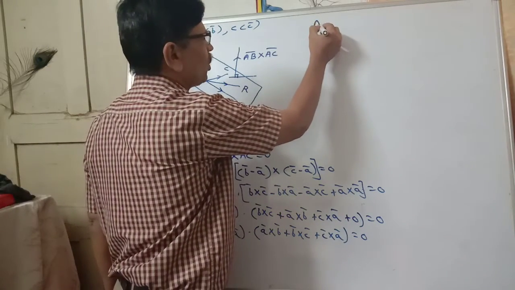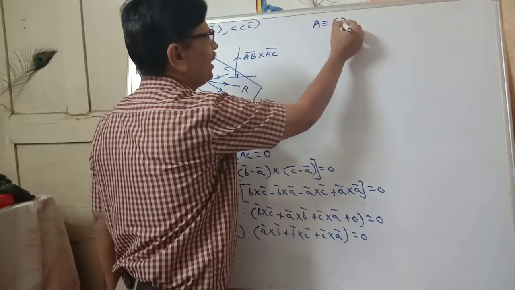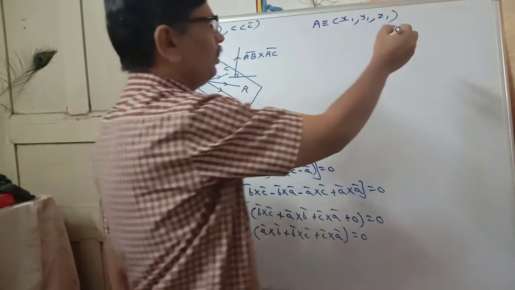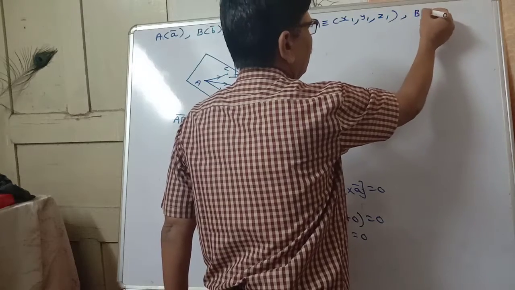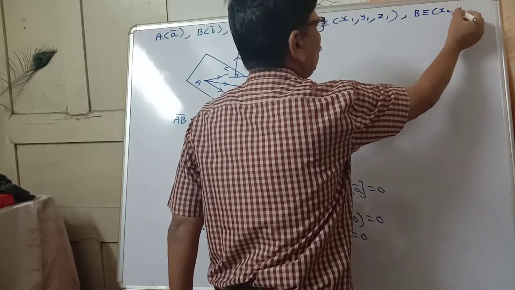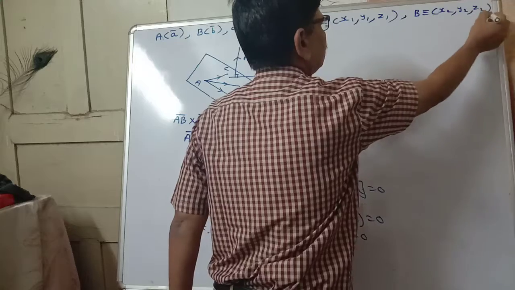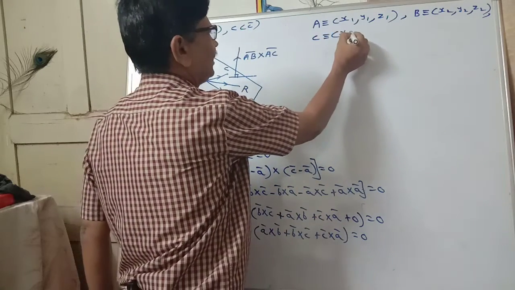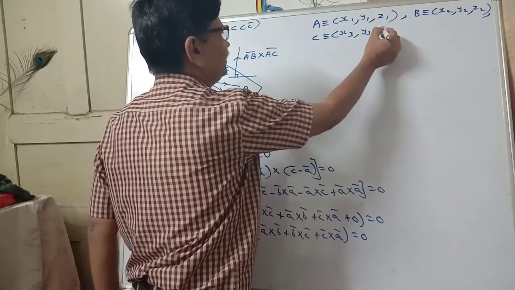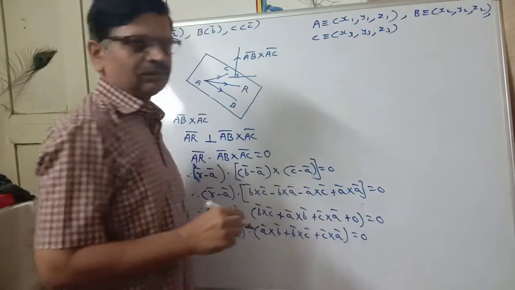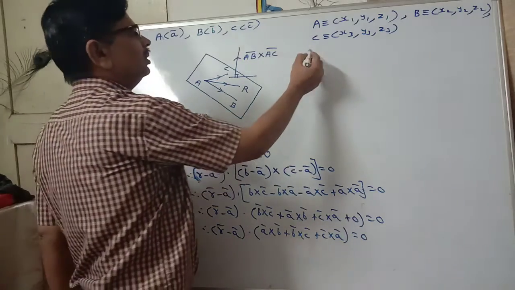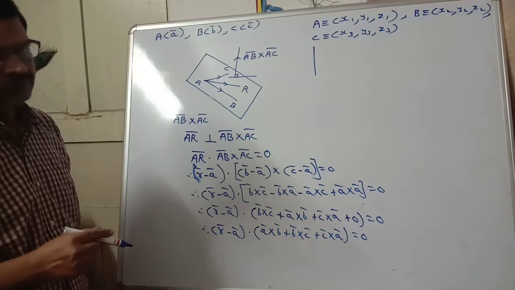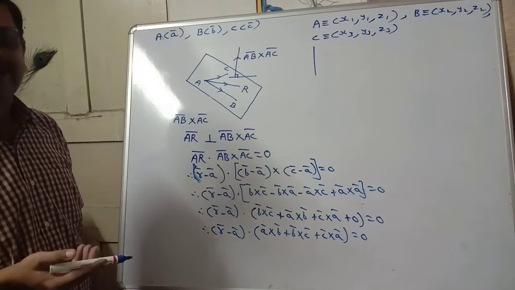Suppose coordinates of 3 points in the plane are A (x1, y1, z1), B (x2, y2, z2), and point C (x3, y3, z3). The equation of the plane in Cartesian form has a determinant in it.